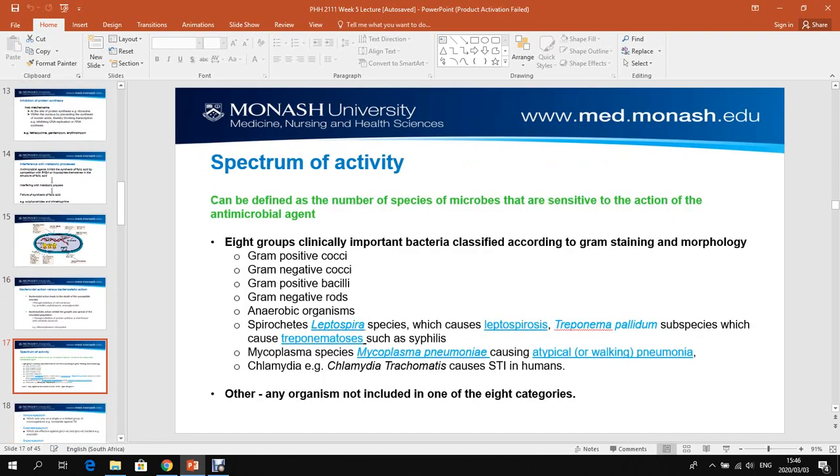Okay, let's quickly look at the spectrum of activity. What is the spectrum of activity of any drug? Basically, the spectrum of activity of a drug tells us how many types of microbial species that each drug is able to kill or eliminate. How many microbes are sensitive to that particular drug? This is what we call spectrum of activity. So when we talk about spectrum of activity, we can talk about broad spectrum or narrow spectrum. We'll talk more about this later, but before we talk about that, it's important to understand various concepts here. Concepts that will help us describe the various spectrum of activity.